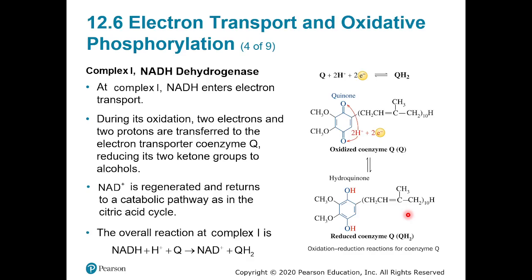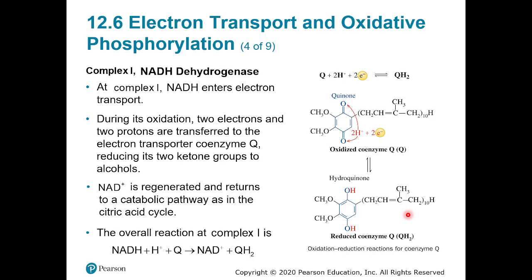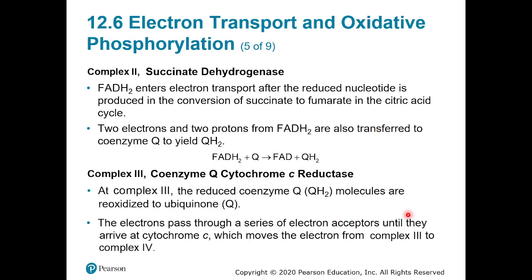So the overall reaction for complex 1 is NADH plus H plus Q gives you NAD plus QH2. All right, so complex 2. Notice the names here. This is NADH dehydrogenase. This one right here is succinate dehydrogenase. It is directly linked into that succinate step. Okay? It's the same enzyme, actually.